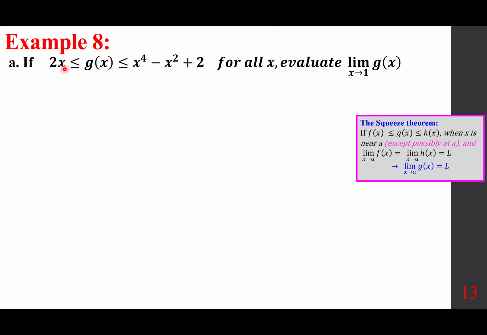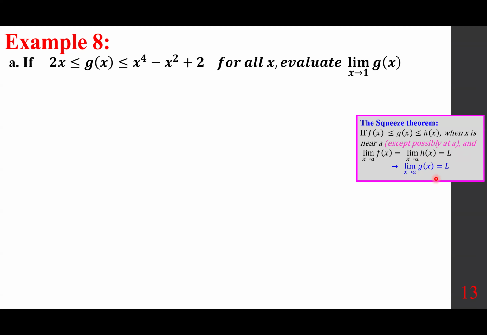If g of x is sandwiched between 2x and x to the power 4 minus x squared plus 2 for all x, evaluate the limit of g of x as x approaches 1. We use what's called the squeeze theorem. If f of x is less than or equal to g of x, which is less than or equal to h of x when x is near a except possibly at a, and the limit of f of x as x approaches a equals the limit of h of x as x approaches a equals L, then the limit of g of x as x approaches a is also L.